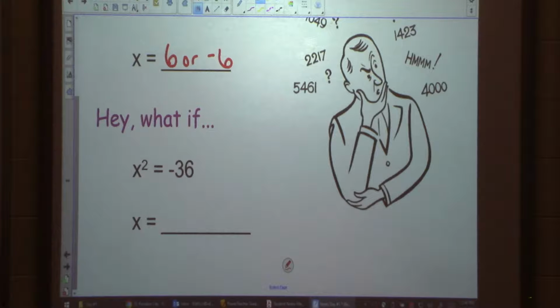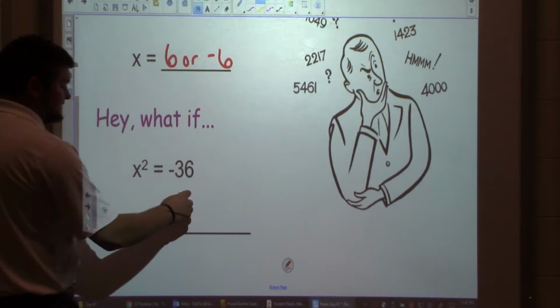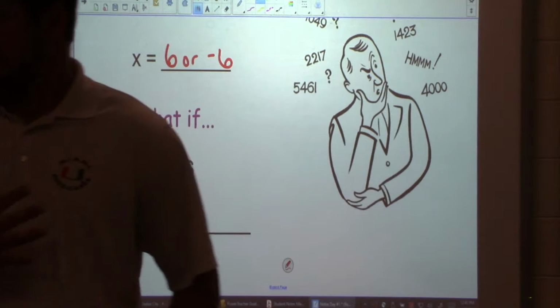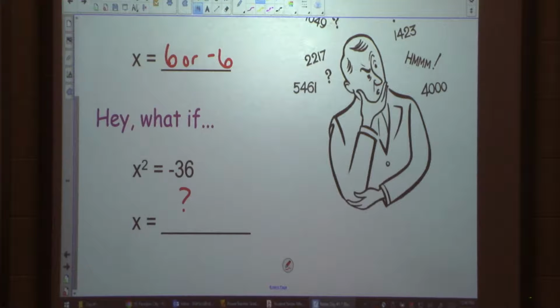But can you do that in your calculator? No. That's why we need imaginary numbers. We'll see what this is in approximately 4 minutes. But we don't know how to do that right now. We've never seen that. So right now it's a question mark. In a little bit you'll be able to go back and fix that, but we will find it soon. Okay?